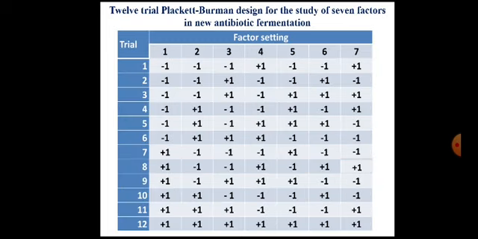So for the time being, you can see that these factors are abbreviated as 1, 2, 3, 4, 5, 6, 7. Let us try and understand this table. This is the Plackett and Burman design table, a 12 trial design. The first column shows the trials from 1 to 12. Trial means the experiments, the number of experiments to be conducted.